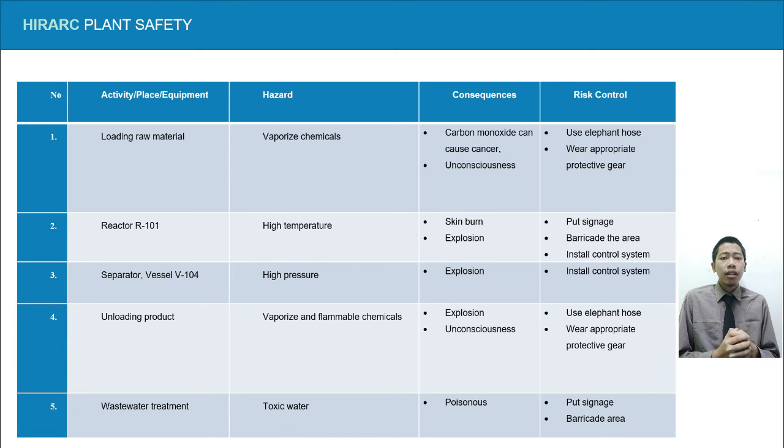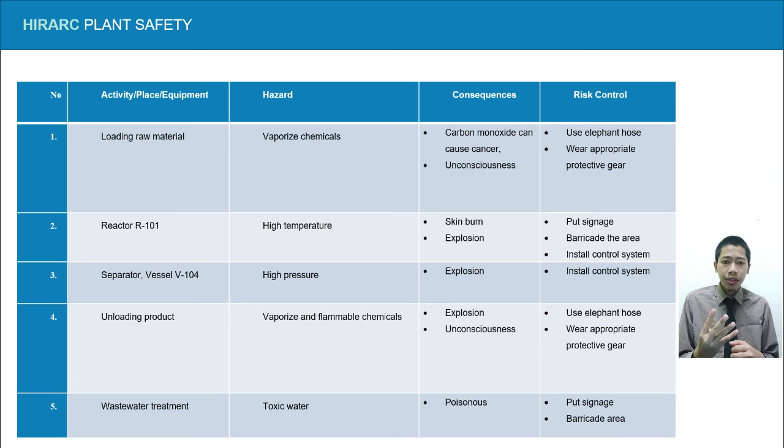The next hazard is the high temperature of the reactor zone, which can cause burns or even explosion at the plant. The risk control that can be taken is to have signage or barricade the zone and install a control system at the reactor. As for the third hazard, same as the reactor, the high pressure of the separator can cause explosion at the plant, so it is crucial to install a control system to avoid this from happening.